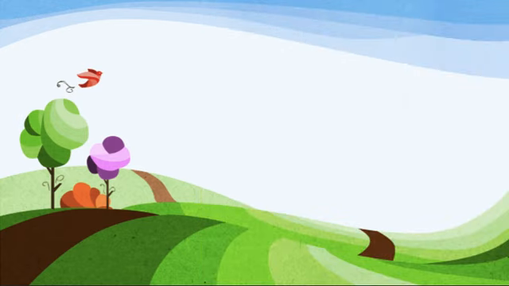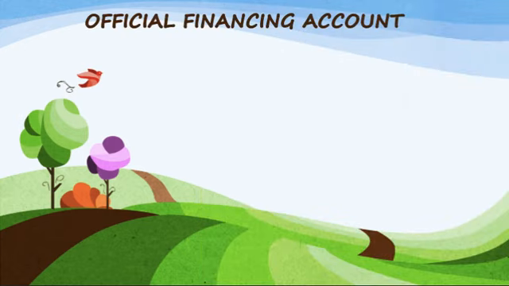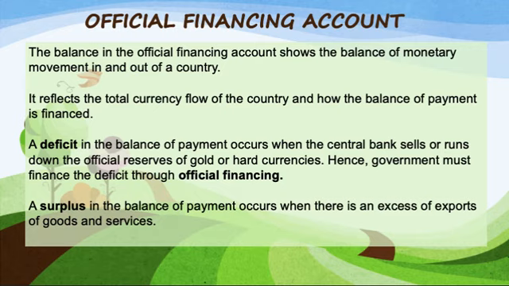Okay, and then official financial account. The balance in the official financing account shows the balance of monetary movement in and out of a country. It reflects the total currency flow of the country and how the balance of payment is financed. Deficit in the balance of payment occurs when central bank sells or runs down the official reserve of gold or hard currency. Hence, government must finance the deficit through official financing.